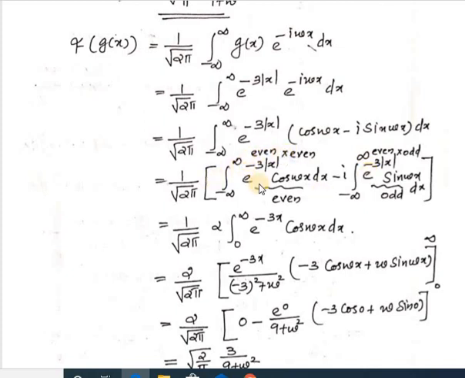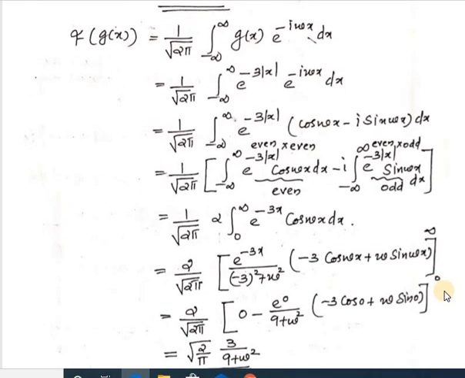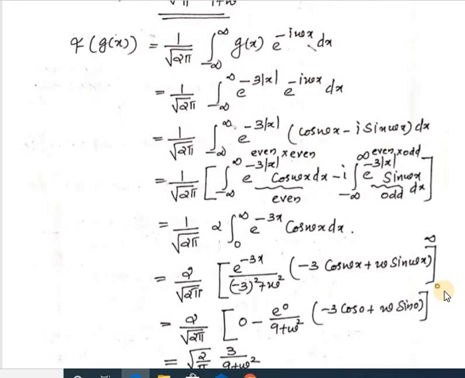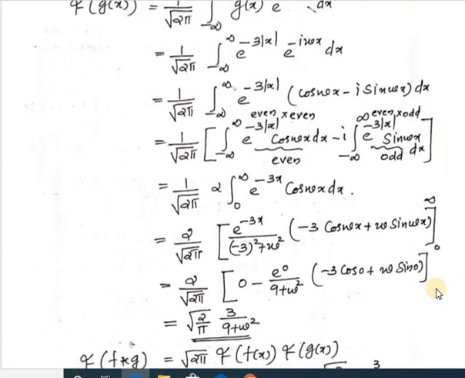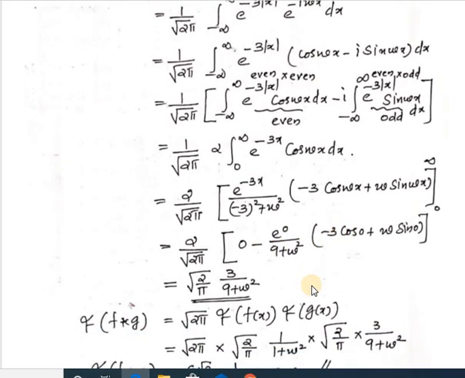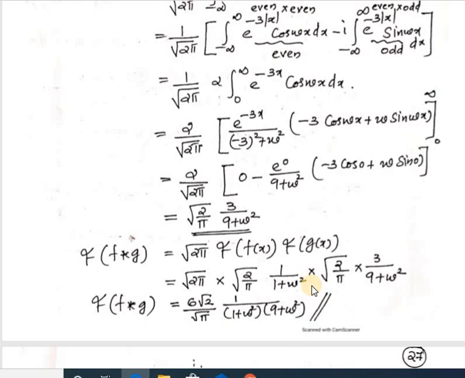As told earlier, this is even times cos, which is even, so completely even. This is even times sin, which is odd, so it is odd. So this one is 0 and this one is 2 times the integral from 0 to infinity. Applying the reduction formula, here a is minus 3 and b is omega. So it becomes e^(ax) by (a square plus b square) into (a cos bx plus b sin bx). Applying the upper limit infinity, this is 0, and the lower limit 0, it becomes e^0 by (9 plus omega square) into (minus 3 cos 0 plus omega sin 0). Sin 0 is 0 and cos 0 is 1, and this minus minus plus, so the answer becomes root (2 by pi) times 3 by (9 plus omega square).